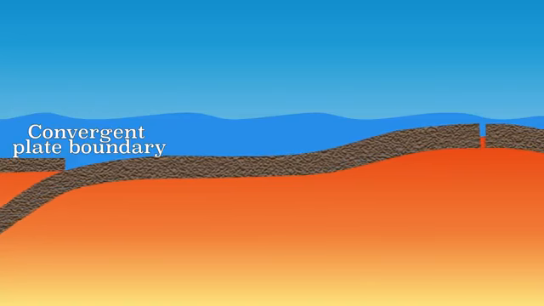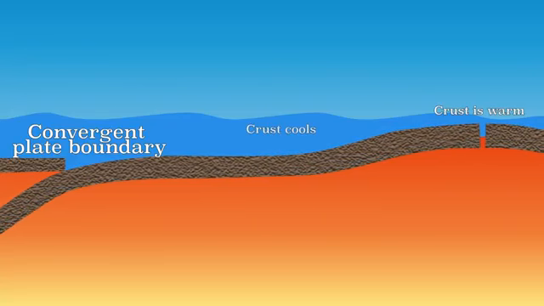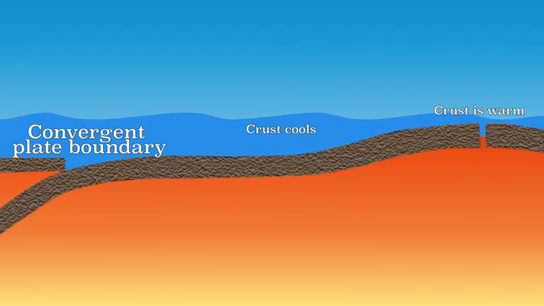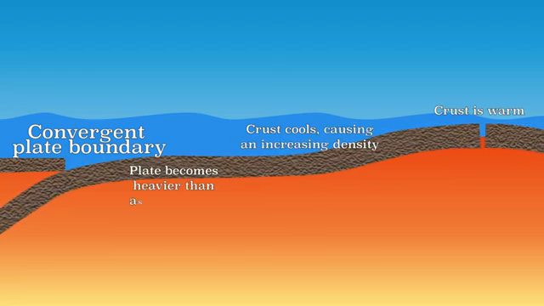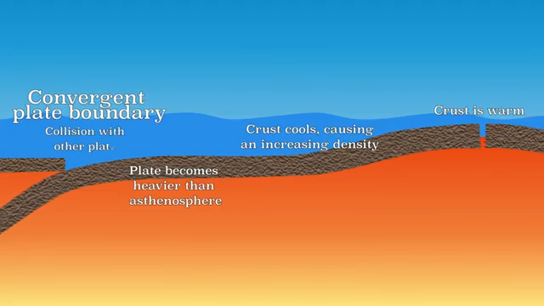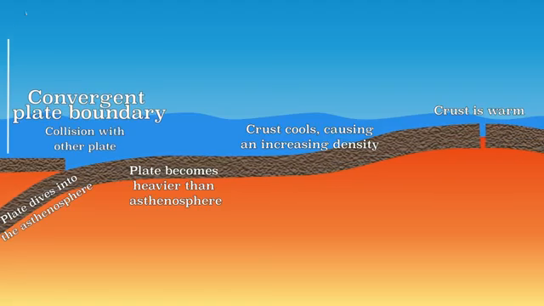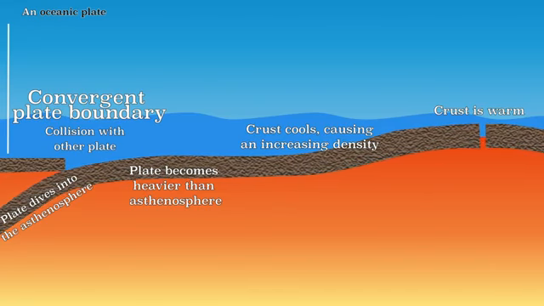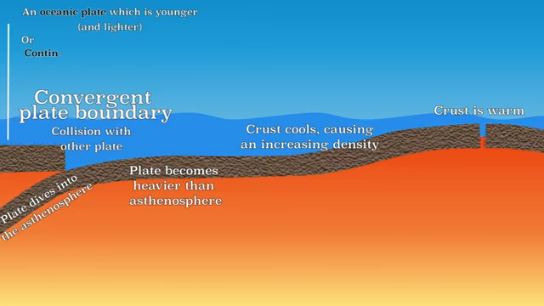You have already learned that the newly formed oceanic crust cools as it moves away from the mid-oceanic ridge. The density of the plate increases due to cooling. This makes the plate heavier than the underlying asthenosphere. Therefore, if the oceanic plate collides with another plate, the oceanic plate will dive into the asthenosphere. The other plate can be an oceanic plate. This will then be lighter and must therefore be younger. The other plate can also be a continental plate.